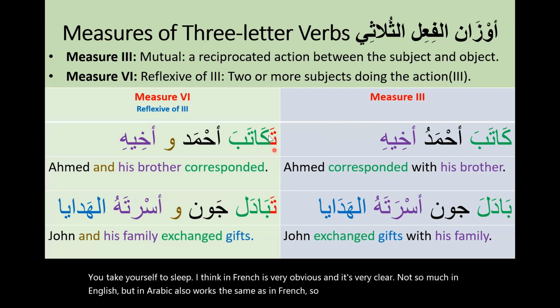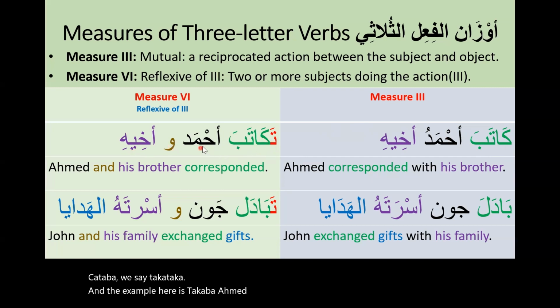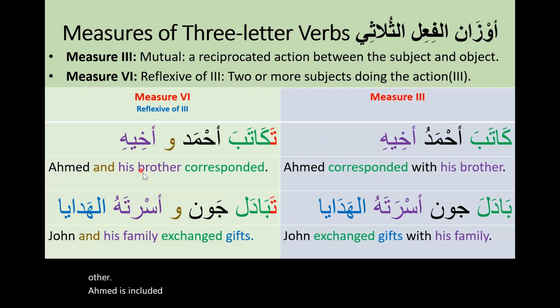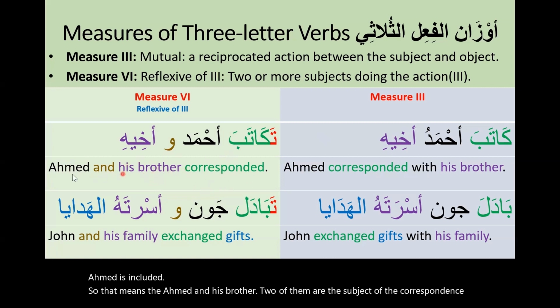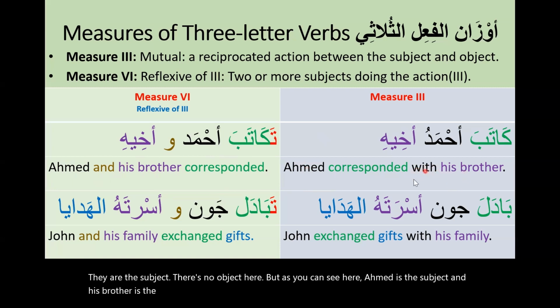So in Arabic, we add the ta to the kataba, we say takataba. And the example here is takataba Ahmed wa akhihi. تكاتب أحمد وأخيه. So Ahmed and his brother corresponded, meaning corresponded to each other. Ahmed is included. So that means, see, Ahmed and his brother, two of them are the subject of the correspondence. There's no object here.